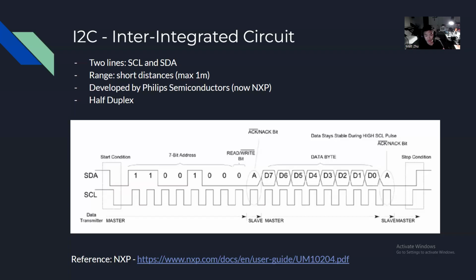And then multiple bytes can be sent. You have your ACK, byte, ACK, byte, ACK, and that can continue on for however much data the master or the slave needs. And then after the final byte has been sent, a stop condition will occur, which is when the SDA line transitions from low to high while the clock line is high.